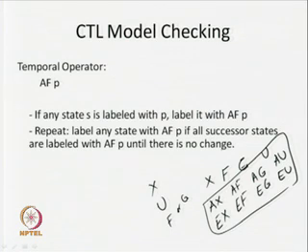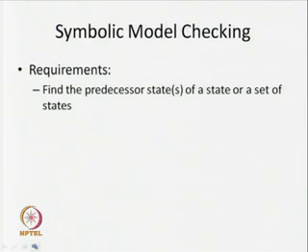Now, you just see that we start from some state. If it is labeled with P, I say that AFP is true over there. Then we find all the predecessors of this particular state. For all the predecessor states we also say that AFP is true, because in the future we are going to get some state if all the successors are labeled with AFP. This is the way we find this operator AFP, which is your graph traversal algorithm. So, what is our basic requirement? Find the predecessor states of a state or a set of states.